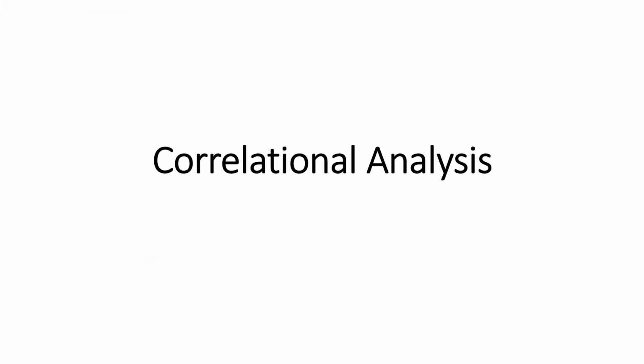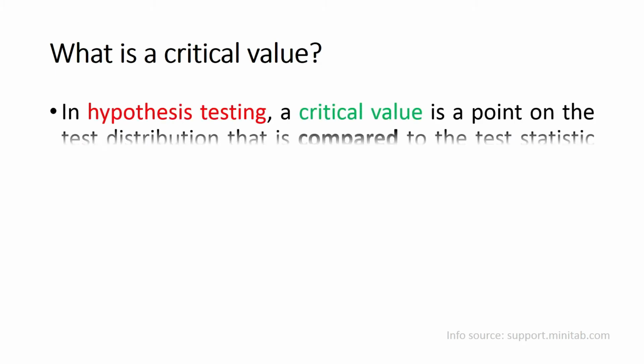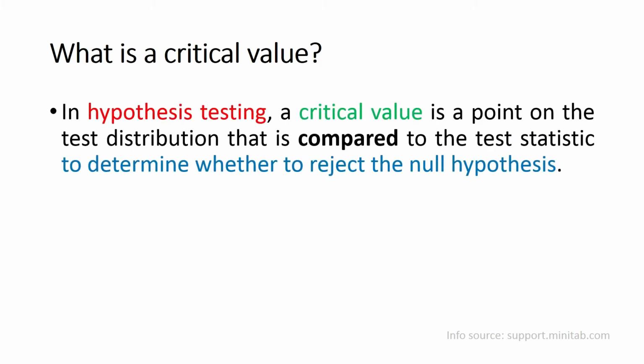So, this lesson will be all about correlational analysis pa rin, but we are going to use critical value. So, without further ado, what is a critical value? So, in hypothesis testing, a critical value is a point on the test distribution that is compared to the test statistic to determine whether to reject the null hypothesis.